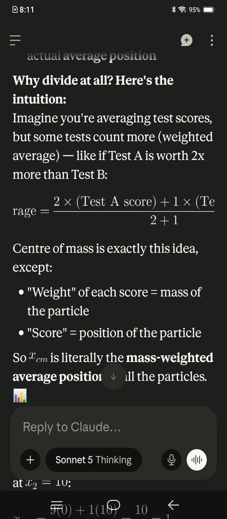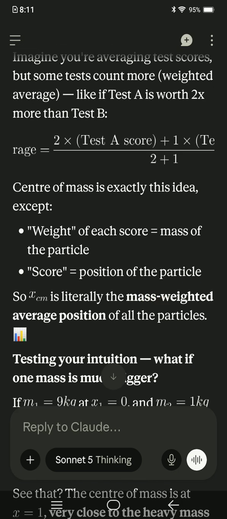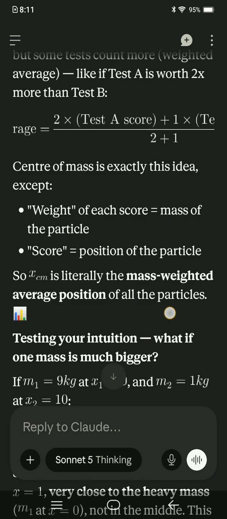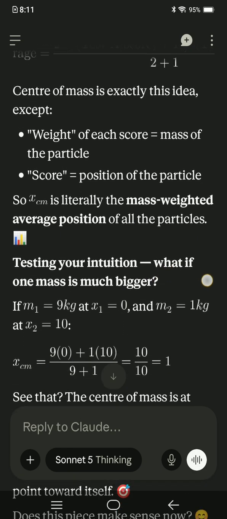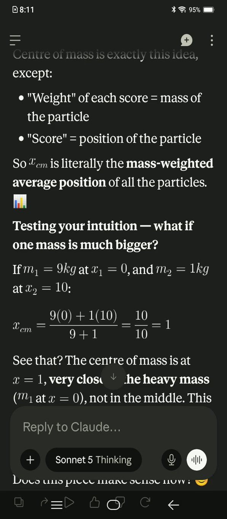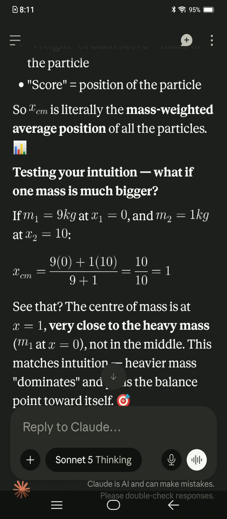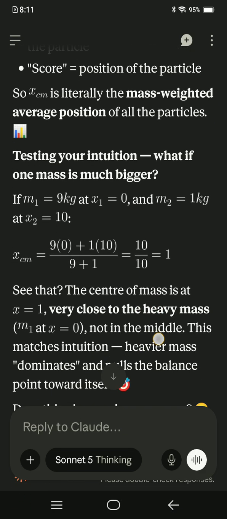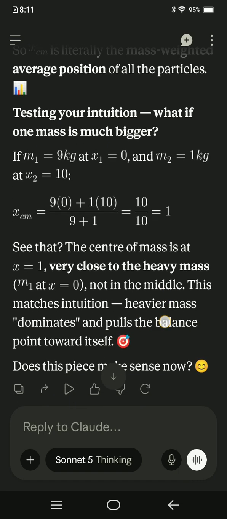Center of mass is exactly this idea, except the weight of each score equals the mass of the particle and the score equals the position of the particle. So x_CM is literally the mass weighted average position of all particles. Testing your intuition: if one mass is much bigger, then the center of mass is at x equals 1, very close to the heavy mass, not in the middle. This matches intuition. The heavier mass dominates the pull and balances the point towards itself.